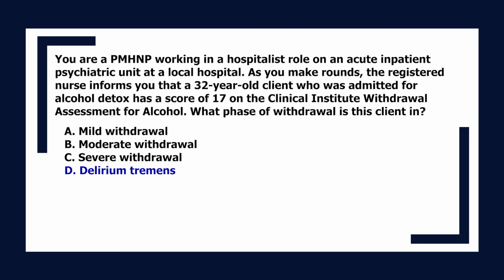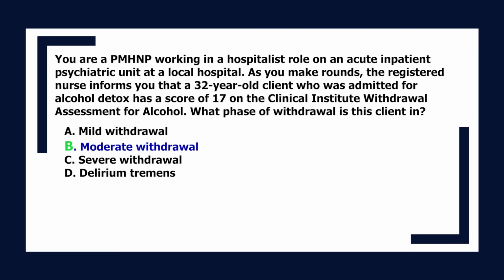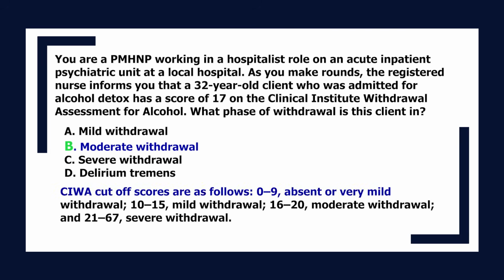The correct answer is B. Moderate withdrawal. CIWA cutoff scores are as follows: 0 to 9, absent or very mild withdrawal; 10 to 15, mild withdrawal; 16 to 20, moderate withdrawal; and 21 to 67, severe withdrawal.